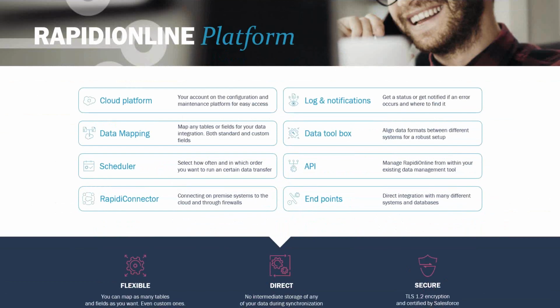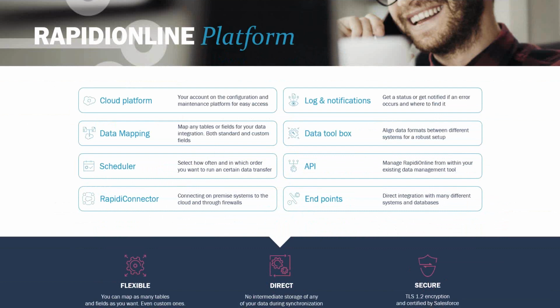Okay, a little bit about the platform. We have a cloud platform, and in that cloud platform we have full logging and notification features, a data mapping toolbox where you can handle any kind of transformation of data that you need, and a full scheduling system so you can determine what transfers you want to run, in what order, and how often. We actually have open APIs, so if you wanted to, you could manage the Rapidi platform from within your own system natively by using our open APIs.